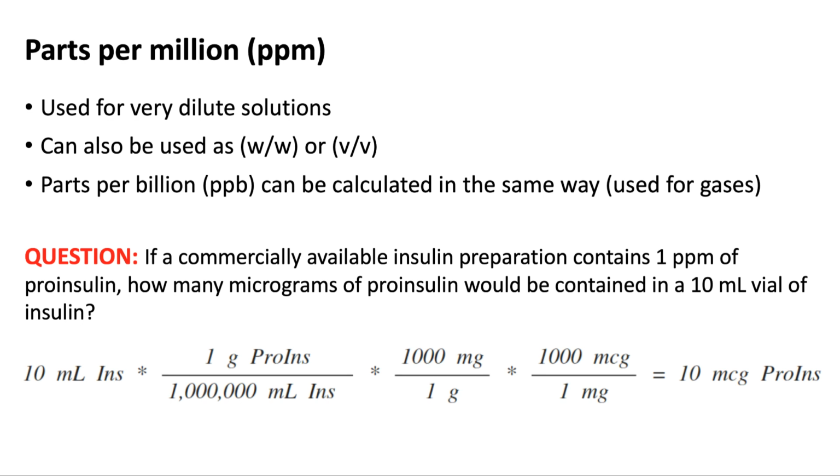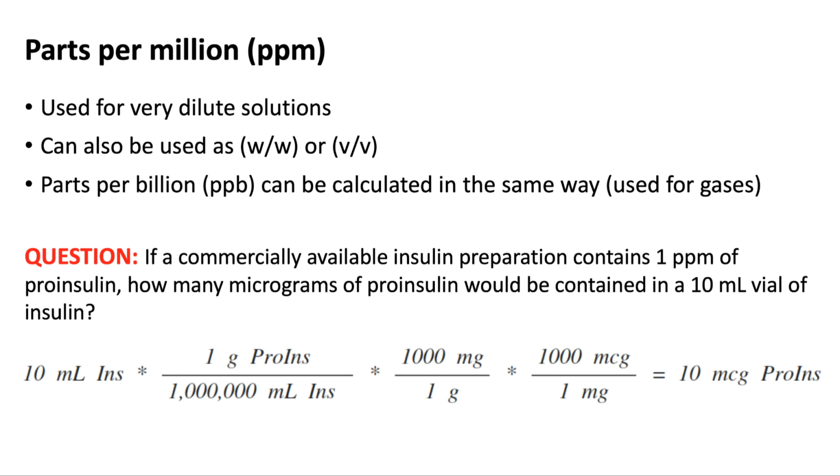Well, if you can kind of see already that 1,000 times 1,000 is 1,000,000 in terms of the numerator, then you can see that the denominator has 1,000,000. Those will cancel. And again, if you just do the math from left to right, you can see that your final numeric answer would be 10.